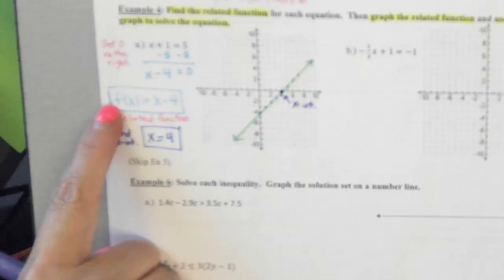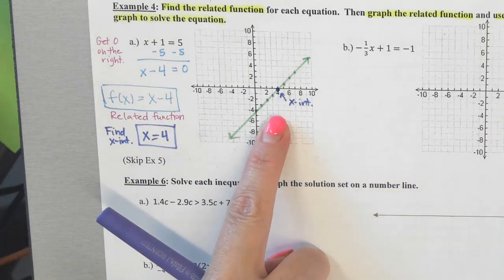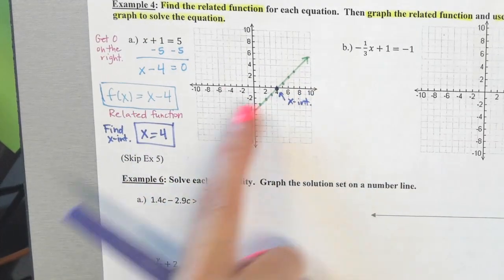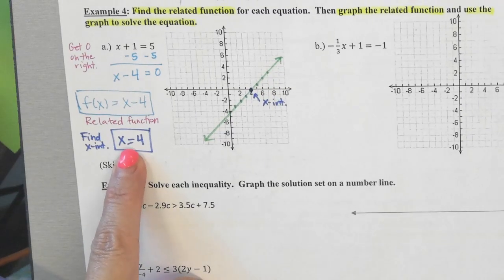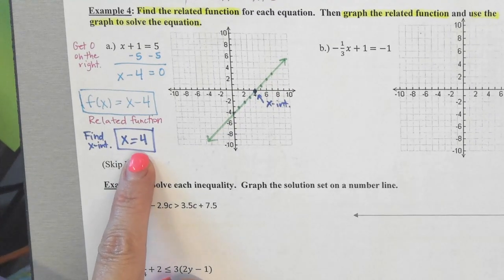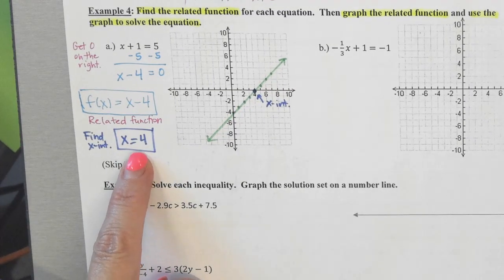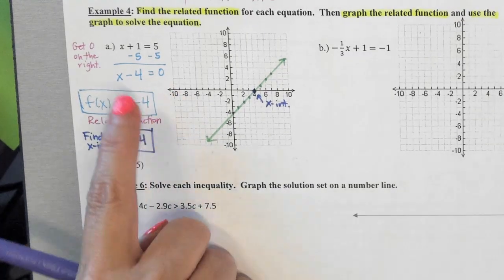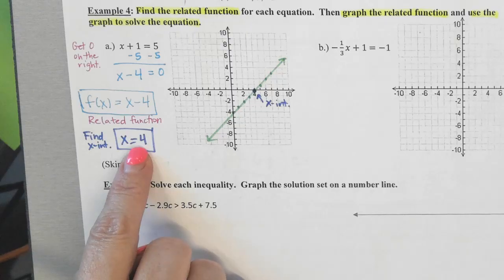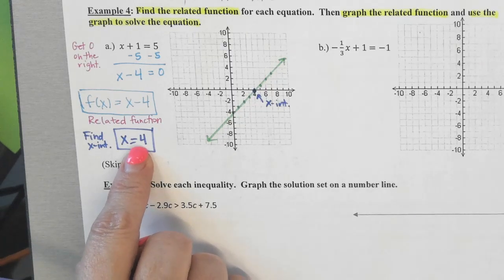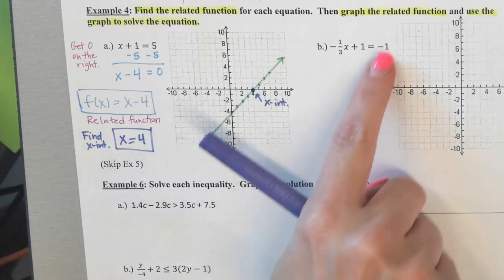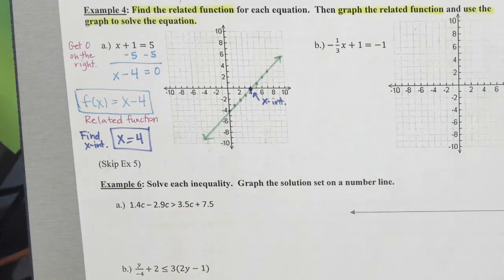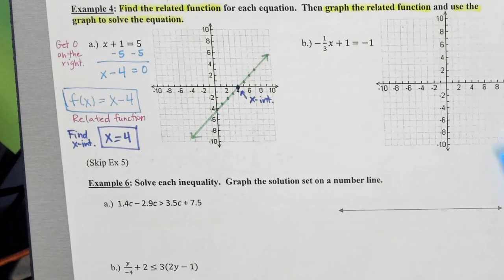Okay, so we found the related function, we graphed it, and we used the graph to find our solution. Now, if you wanted to check this with algebra, it's really simple, right? If you have x minus 4 equals 0, you would just add 4 over. Those should be the same. So absolutely check it with algebra. Just know they want you to use the graph, so I want you to make sure those two line up.